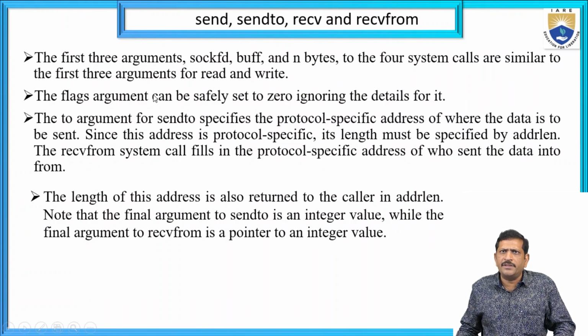The first three arguments, that is sockfd, buffer and nbytes, to these system calls are similar to the first three arguments for read and write. The flags argument can be safely set to 0, ignoring the details. Here the argument to send to specifies the protocol address of where the data is to be sent. Since this address is protocol specific, its length must be specified by the address length. The receive from system call fills in the protocol-specific address of who sent the data into from, and the length of this address is also returned to the caller in the address length.